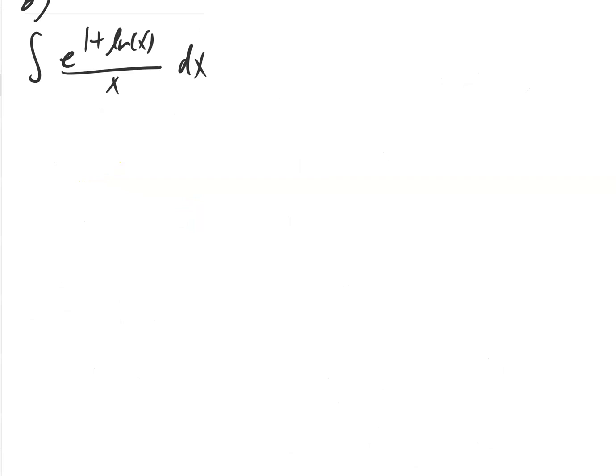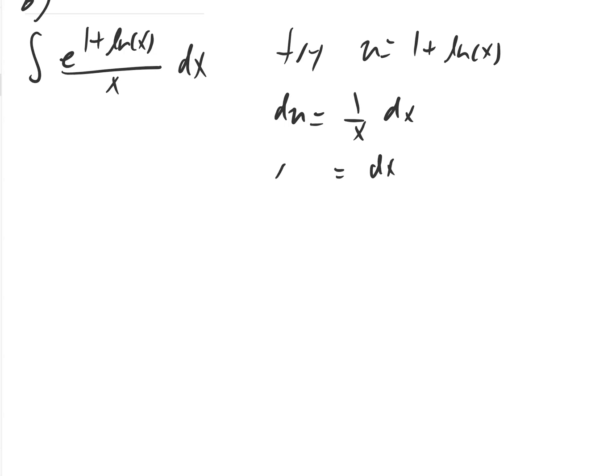All right, next let's take the integral of e to the 1 plus natural log of x over x dx. Now I know you could simplify this with some algebra, but I want to do it this way to demonstrate the chain rule. So let's try u equals 1 plus natural log of x. Then we compute the differential du. This will be 1 over x dx, or if we solve for dx, that dx is x du.